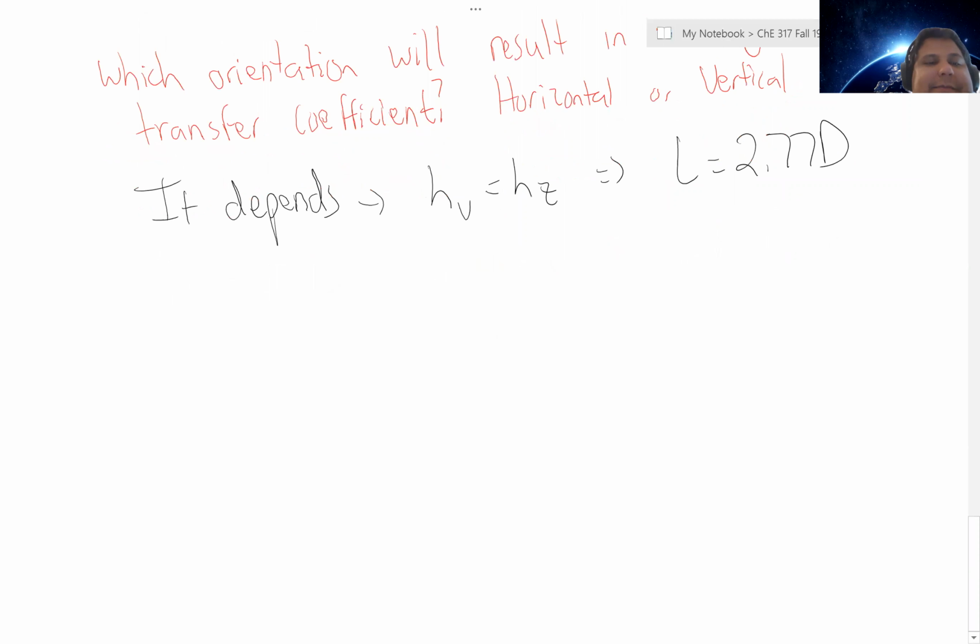So now let's talk about condensation on tube banks.